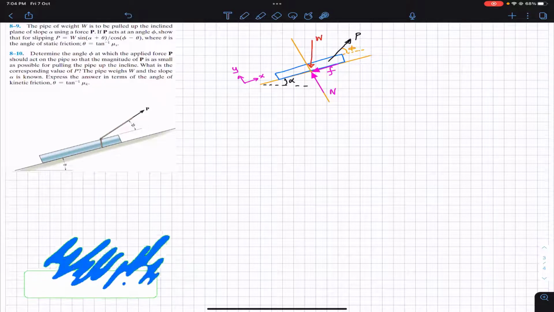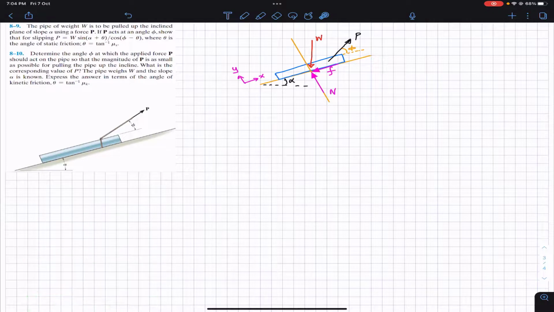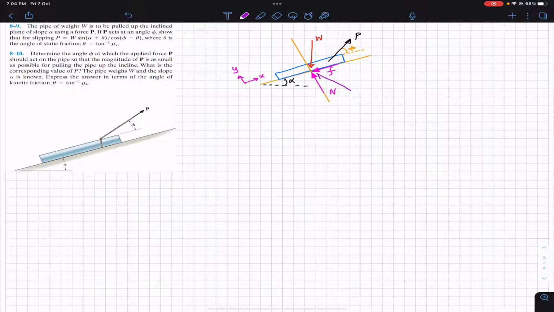And here we are given that theta is equal to tan inverse mu s. So what is theta? Theta is basically the angle between the normal and the resultant of this f and N. So if I add up both of these, the resultant will be acting like this. Let's say this is the resultant of this small f and this normal force. So the angle between the resultant and the normal force is known as theta. This is that theta.